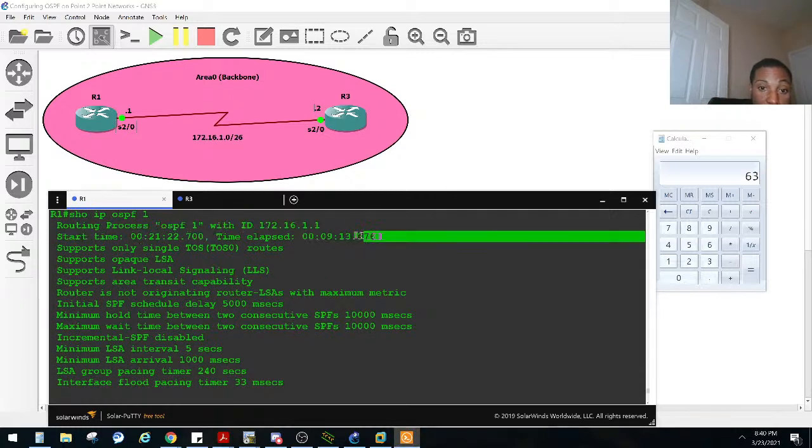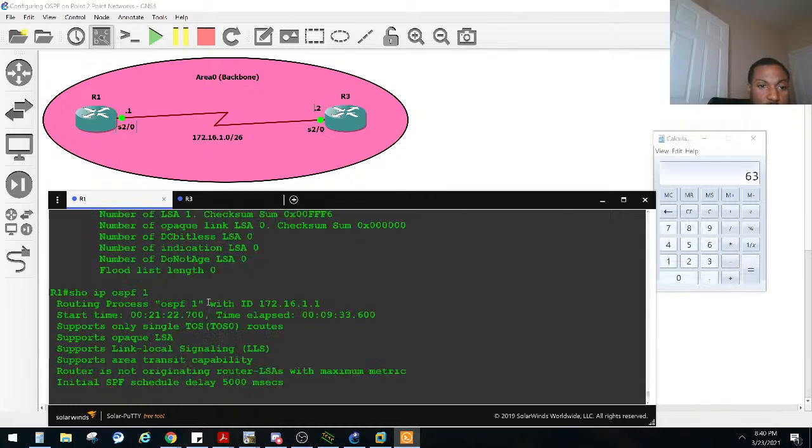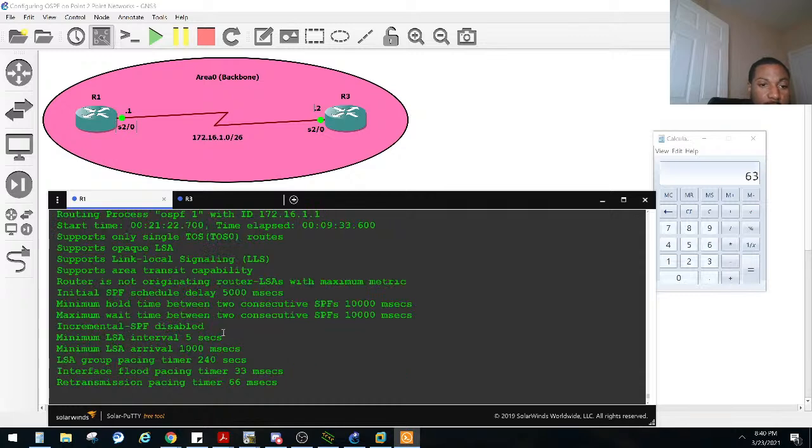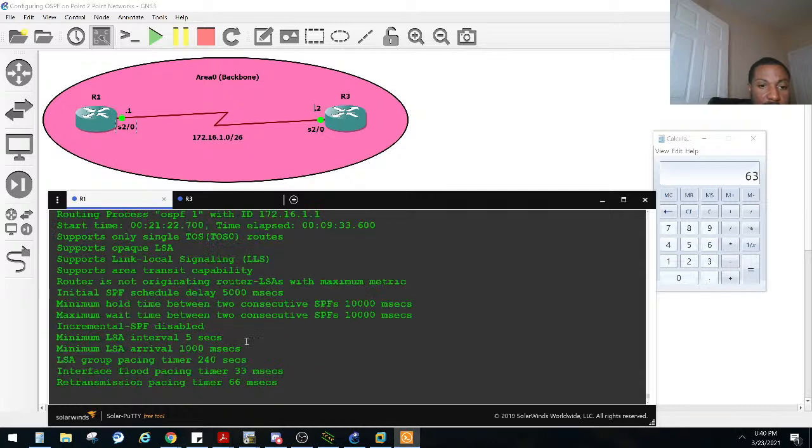Is that how long it's been up for? No, it's been up for 21 minutes, right? That's how long I've been talking for. I don't know. Let's see. OSPF 1, 21, 22. No, that's not what it is. You can see how long it's been up with, I forgot how you could check.